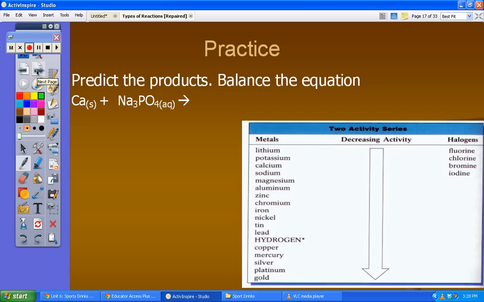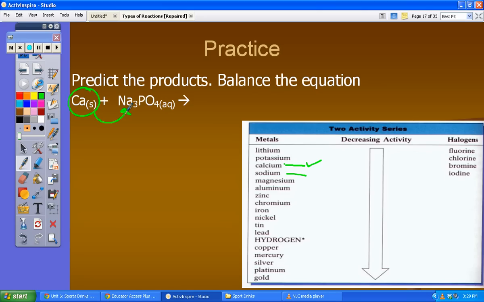Here's another example. Calcium and sodium. So now let's look at these. Here's calcium up here and sodium's right below it. Of the two, the more reactive one is calcium. So calcium will, in this case, come here and knock out sodium.